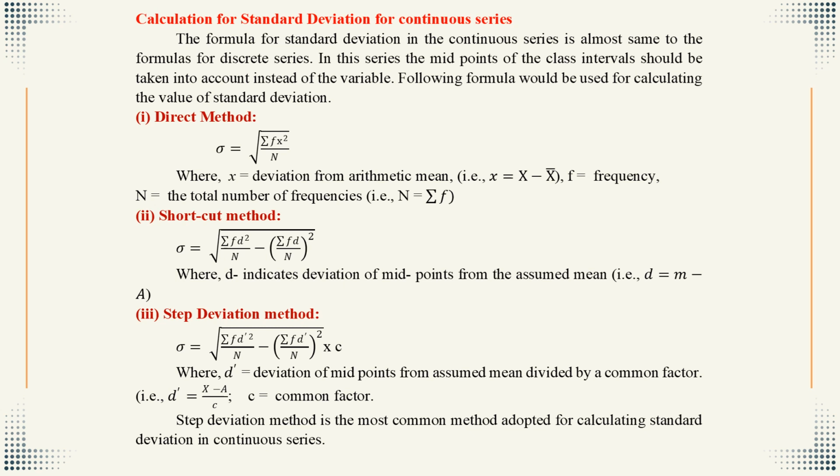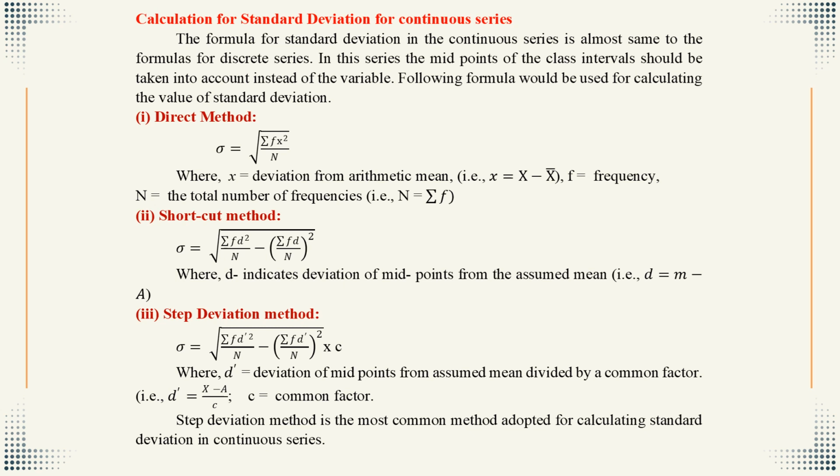Shortcut method. In this method, instead of the arithmetic mean, an assumed mean should be taken into consideration. The formula is sigma equal to square root of sigma fd square by n minus sigma fd by n the whole square. Here d indicates the deviation of midpoints from the assumed mean, that is d equal to m minus a.